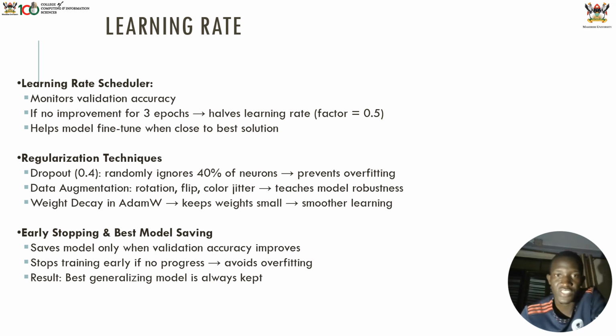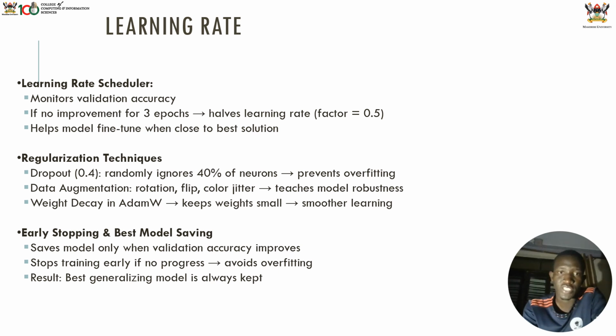This is how I can describe our learning rate. The learning rate scheduler monitors the validation accuracy during training. If there is no improvement for three consecutive epochs, the learning rate is reduced by half. And this helps our model slow down learning as it is approaching the optimal solution. As a result, the model can fine tune our weights more precisely and avoid overshooting the best point.